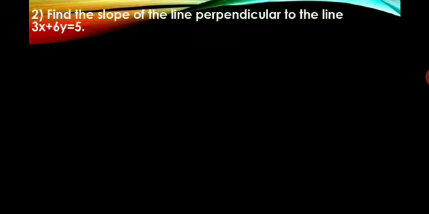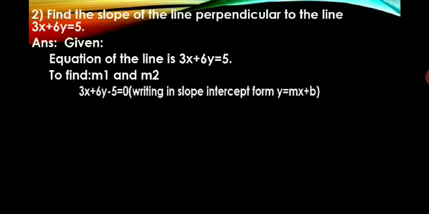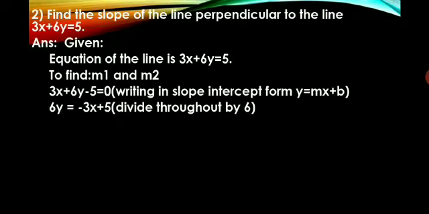The second question, find the slope of the line which is perpendicular to the line 3x plus 6y is equal to 5. Given that equation of the line is 3x plus 6y is equal to 5, to find m1 and m2. 3x plus 6y minus 5 is equal to 0. When we write it in slope intercept form, that is y is equal to mx plus b, 6y is equal to minus 3x plus 5. When we divide throughout by 6, we get y is equal to minus 3 by 6x plus 5 by 6.